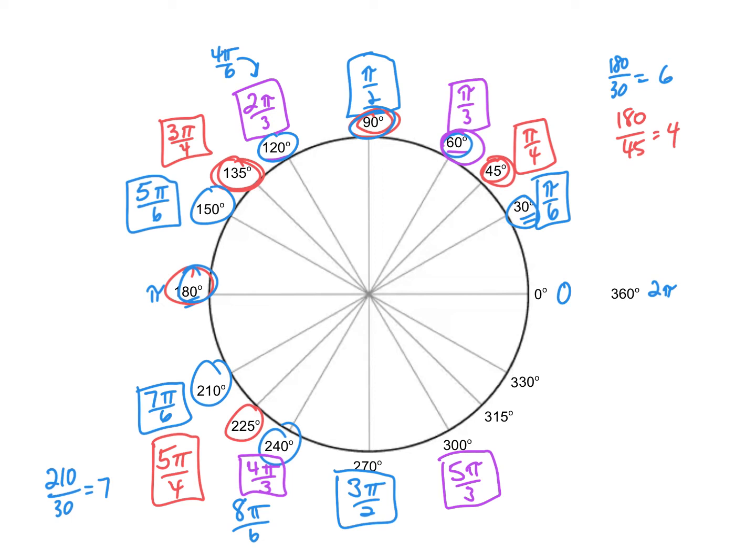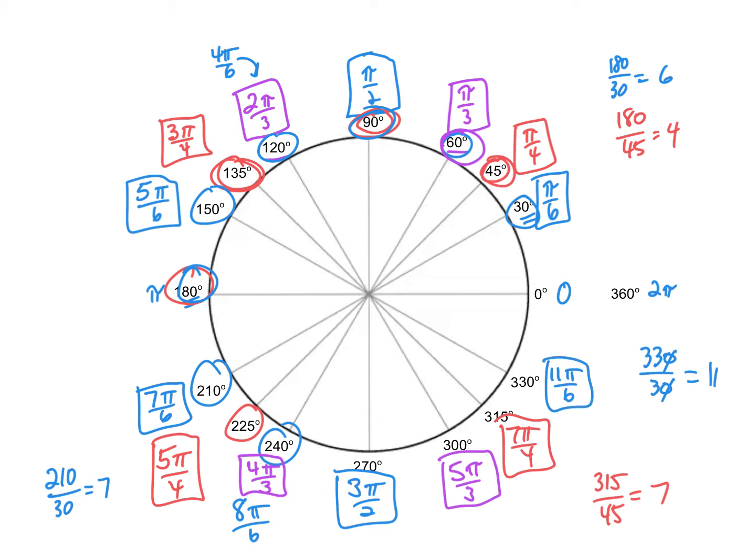315 is 45 7 times. If you're not sure, you would just do 315 divided by 45, which is 7. So this would be 7 pi over 4. And then the last one, 330, is, well, how many times does 30 go into 330? If you cancel out 10, you get 33 over 3, which is 11. So this would be 11 pi over 6.